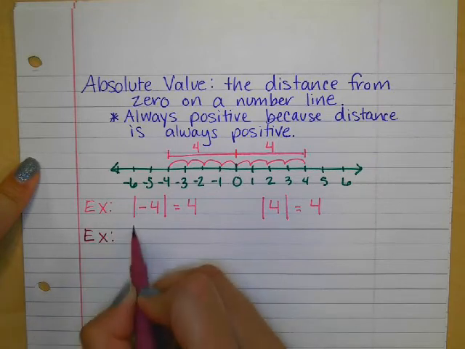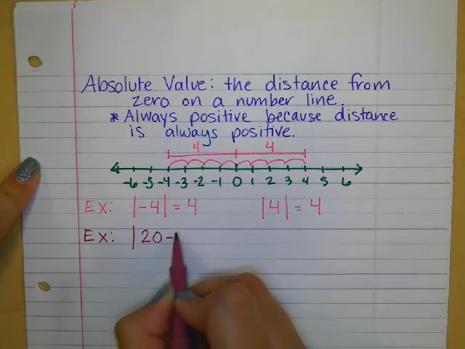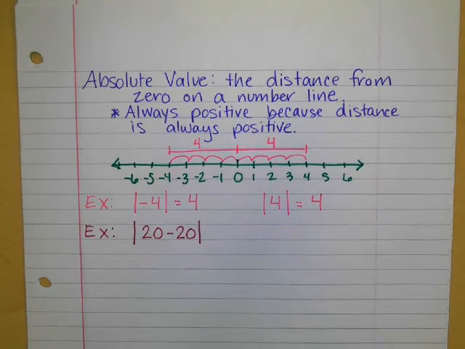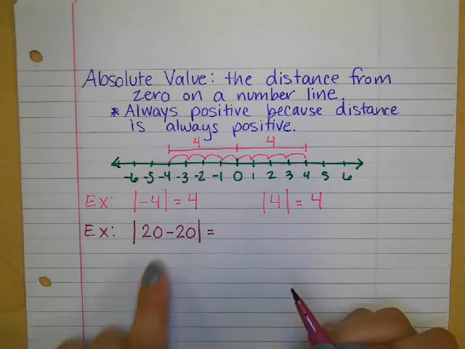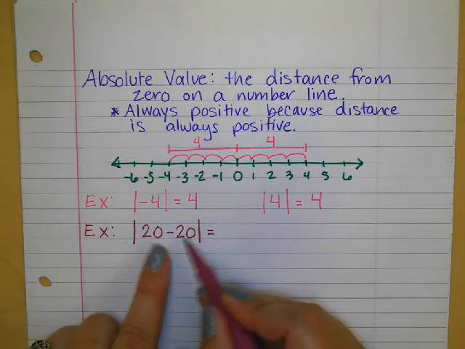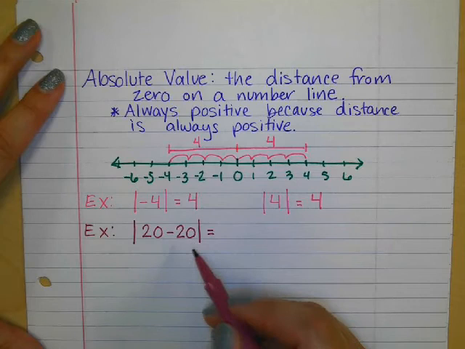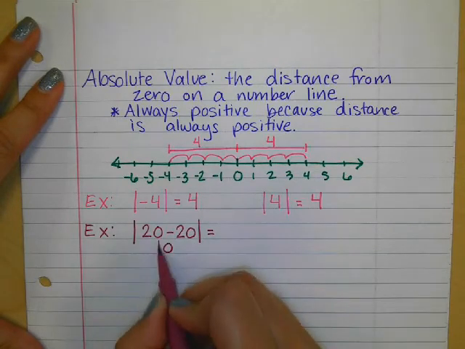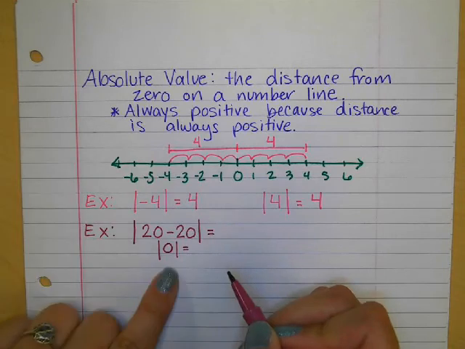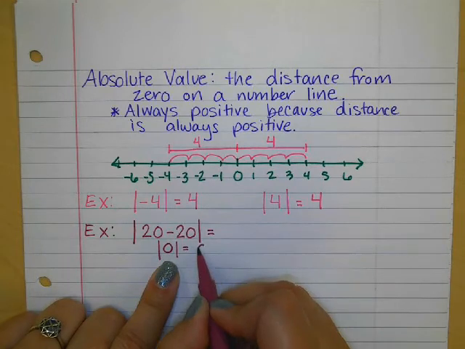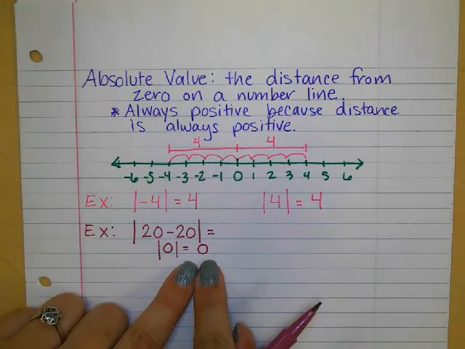This time, we're going to have the absolute value of 20 minus 20. Now, if you have a problem like this, you're going to want to do the math inside of the absolute value before you take the absolute value. So it's almost like this is parentheses and you do everything inside of parentheses first. So what is 20 minus 20? Well, 20 minus 20 is just 0, and it's still the absolute value. Well, the absolute value of 0, the distance between 0 to 0 is just going to be 0. So my answer is going to be 0 for that one.